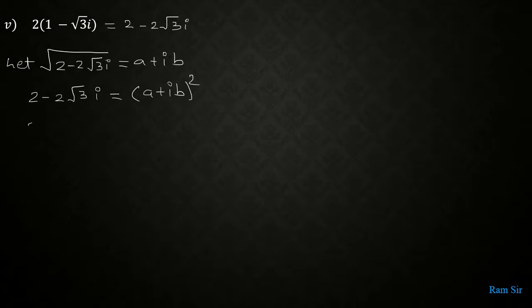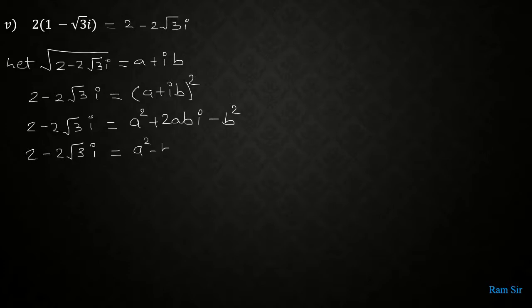So next step, writing this 2 minus 2 root 3i as it is and applying the formula of a plus b the whole square, that gives you a square plus 2ab multiplied by i minus b square, because b comes with i, so i square is minus 1. In the next step, on the left hand side the real and complex terms are already separated. On the right hand side we write all real terms together in a bracket and imaginary terms together, which is 2ab. So now this is the equality of two complex numbers.